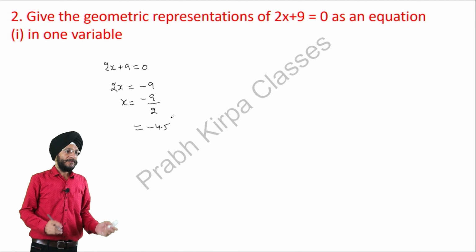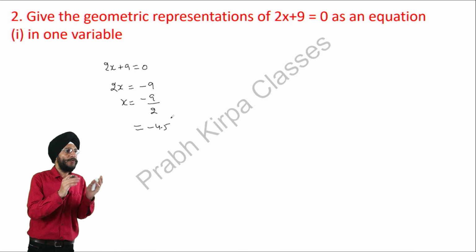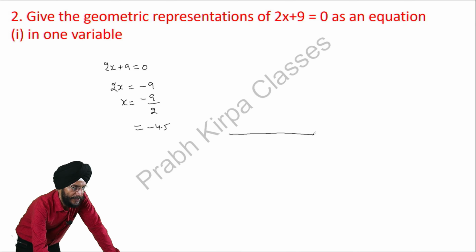4.5. In the case of geometric representation of linear equation in one variable, we simply draw a number line. This is the number line. Here value is 0, here it is 1, 2, 3, 4, here it is 5.